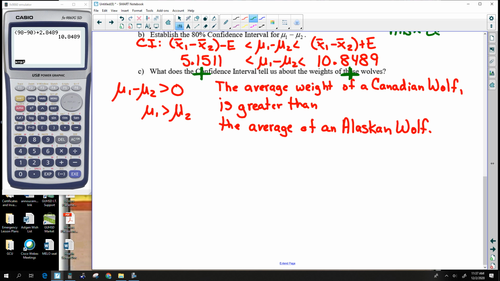I don't know if that's true or not, but again, this is just a description of what this is saying. The average of 1 is greater than the average of 2.